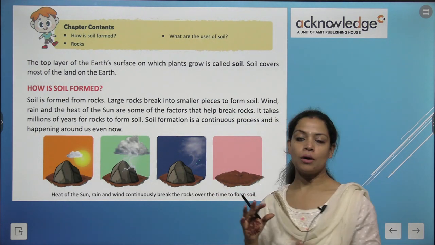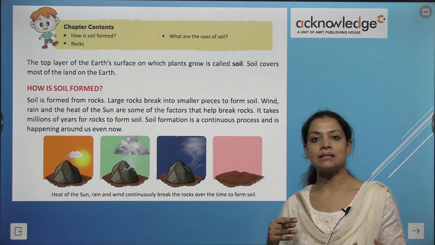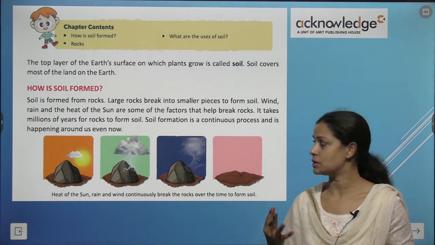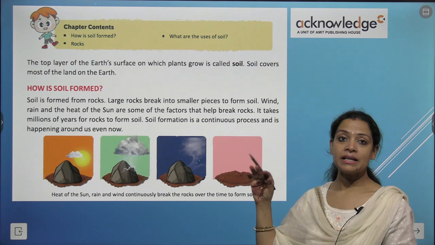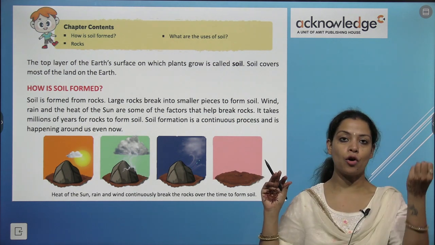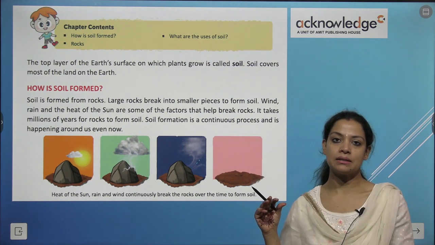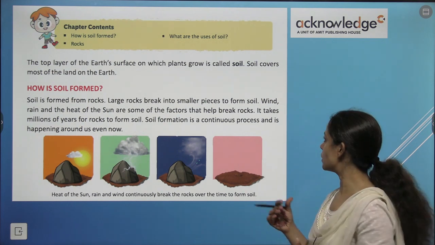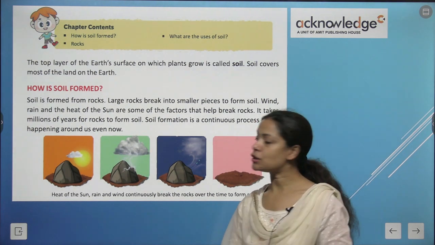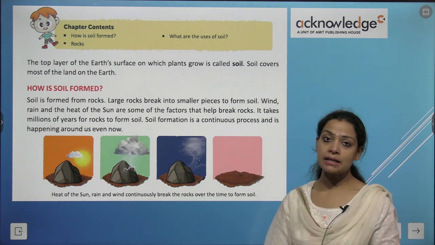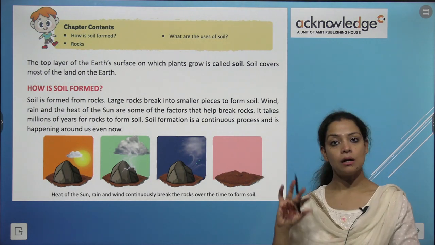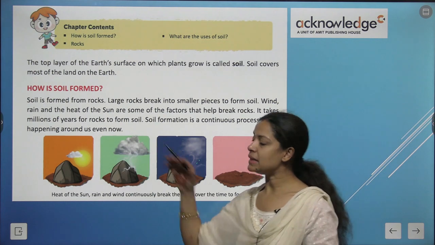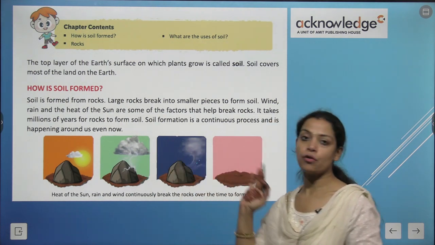Soil is formed from rocks. Basically, soil किससे बनता है? Rocks से, पत्थरों से. Large rocks break into smaller pieces to form soil. जो मिट्टी हमें मिलती है, that is formed by breakage of large pieces of rocks. Wind, rain and the heat of the sun are some of the factors that help in breaking the rocks. It takes millions of years for rocks to form soil.